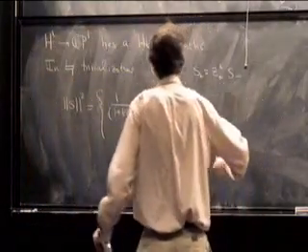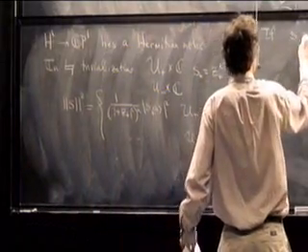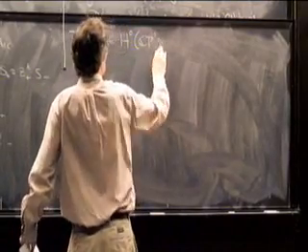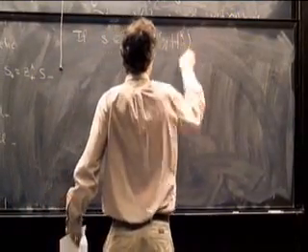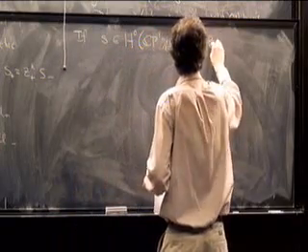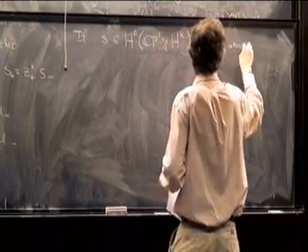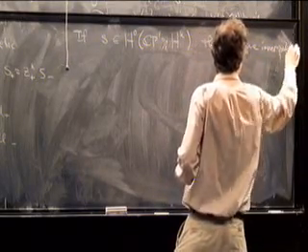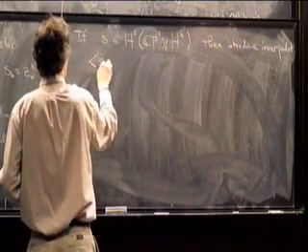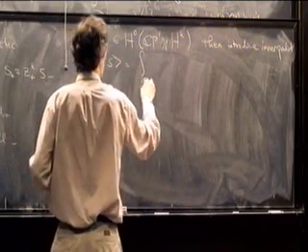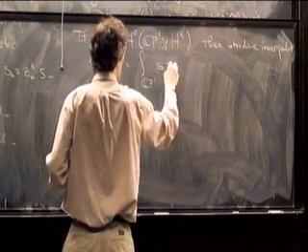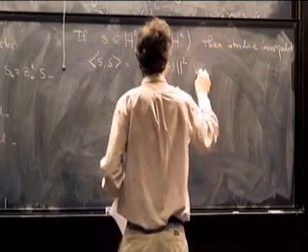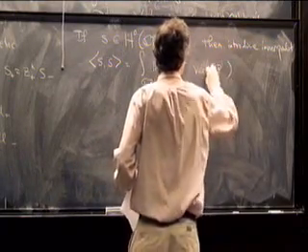So therefore, if s is in H0 of CP1 with coefficients in h^k, then introduce an inner product, s with s, which is the integral over CP1 of this norm squared. This is a globally well-defined function on CP1 times the unit volume form on CP1.